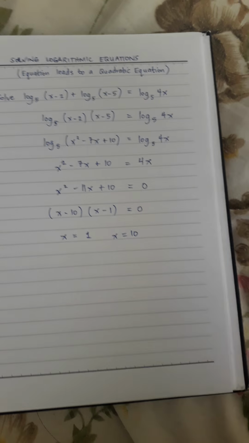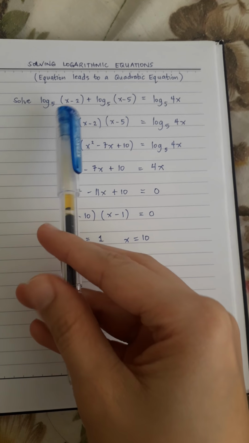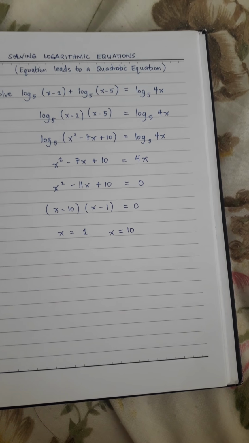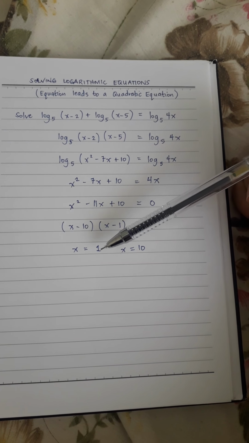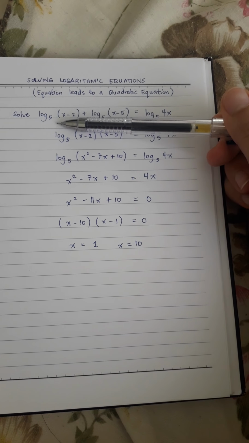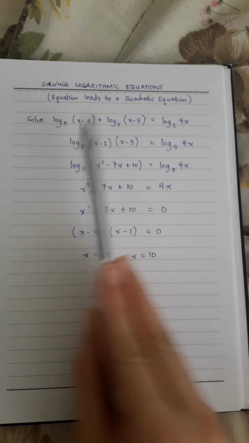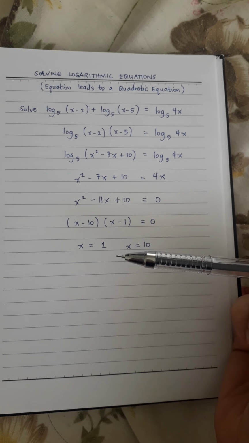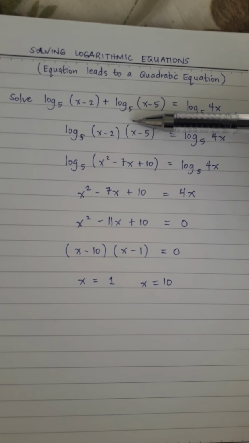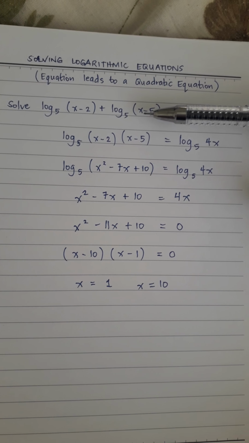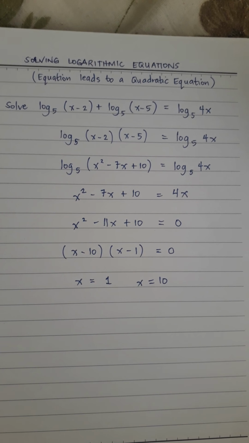or 10. As always, we have to check if these values of x will make the logarithms in the original equation valid. So let's try the first value of x that we got, which is 1. So if we substitute 1 to this logarithm, will it make it valid or invalid? Invalid, because x minus 2 will be negative. Also for this logarithm of x minus 5 to the base 5, substituting 1 to this value of x will make this logarithm invalid. X minus 5 will be negative.